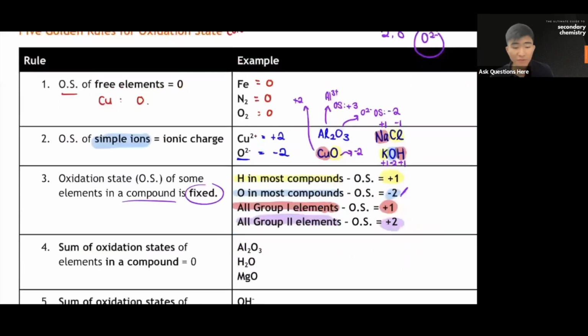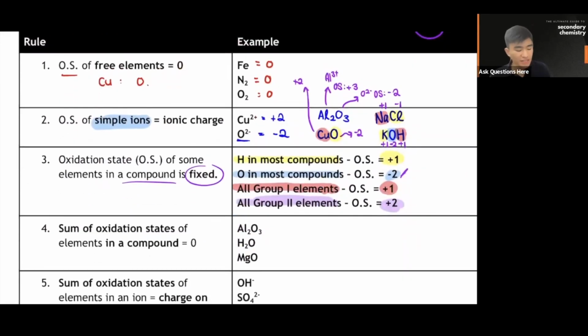Now, let's move on to rule number 4. Rule number 4 is something that I've already taught you just now. The sum of the oxidation states of the elements in a compound is equal to 0. What does this mean? If I give you something that has 0 charge, all of the elements inside it added together must give me 0 charge as well. Makes sense, right? If I give you something that has 0 charge, you must prove to me that it is 0 charge. For example, Al2O3: aluminum is 3 plus, oxygen is 2 minus, so 3 plus times 2, plus 2 minus times 3, and you will get 0 as well.